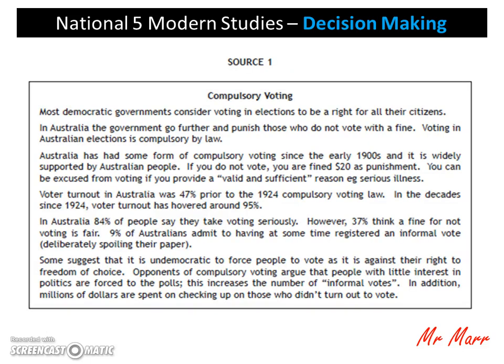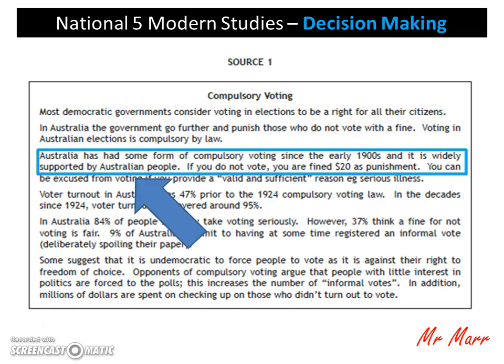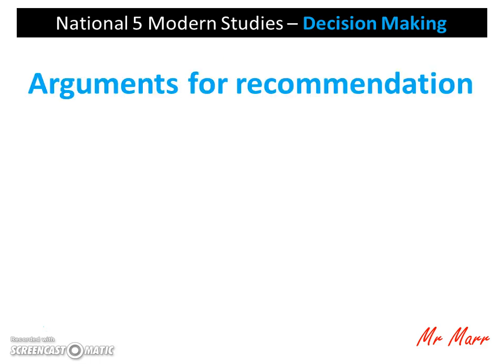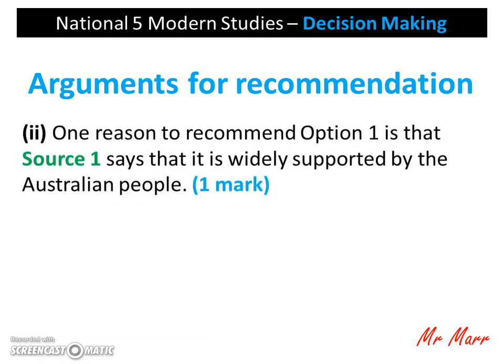We then move on to consider our first piece of evidence for. When we read source 1, we see that statement that it is widely supported by the Australian people. Therefore, we write our subheading, Arguments for Recommendation, and we write, one reason to recommend option 1 is that source 1 says it's widely supported by the Australian people. We would gain 1 mark for this.